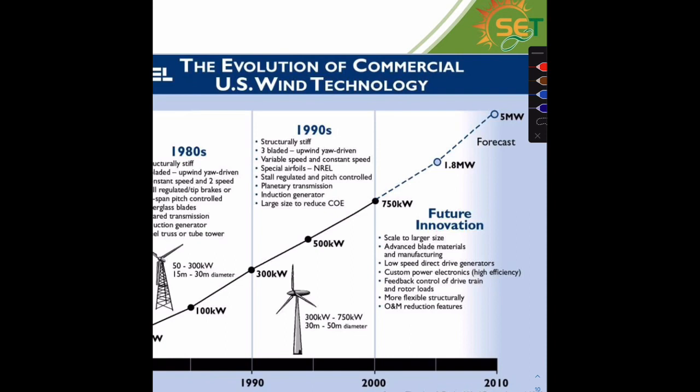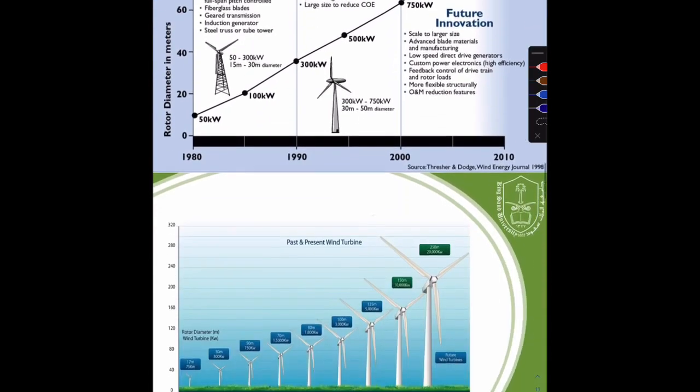Here between 2000 and 2010, and it's the future innovation: scale to large size, advanced blade materials and manufacturing, low speed direct drive generators, custom power electronics, high efficiency, feedback control of drivetrain and rotor loads, more flexible structures, O&M reduction features.